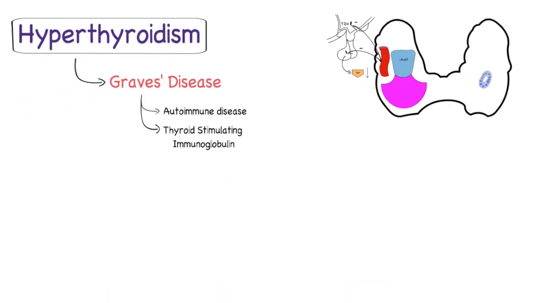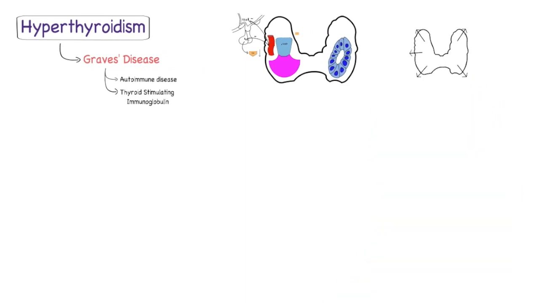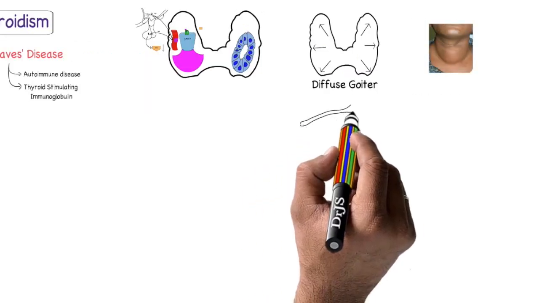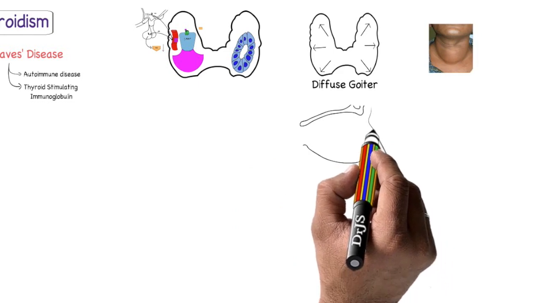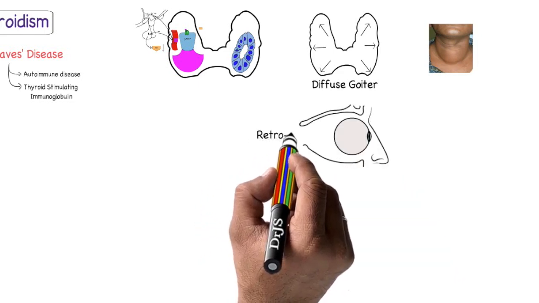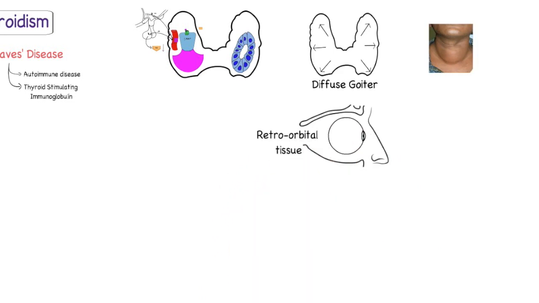The TSI causes the size and number of the follicular cells to increase, and the follicular cells become columnar, which finally leads to diffuse goiter. Due to edematous swelling of retroorbital tissues and degenerative changes in the extraocular muscles, there is protrusion of the eyeballs, which is called exophthalmos.